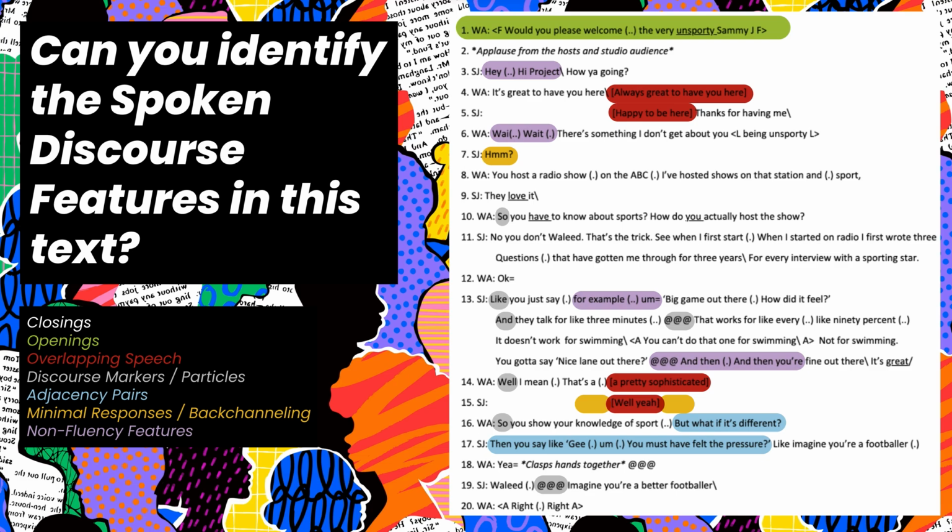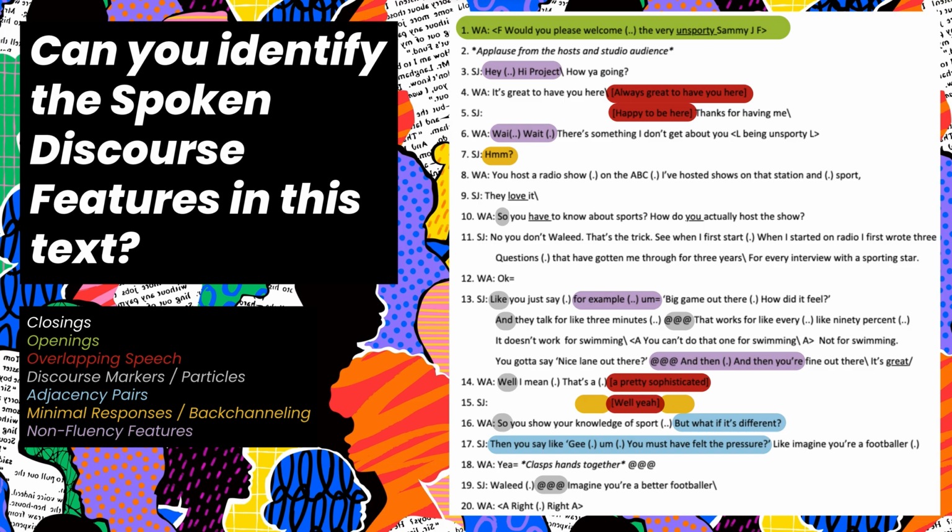Now, we've got a couple of minimal responses in this text in the yellow, but the one I want us to take a moment and have a look at together is on line 15, because line 15 is both overlapping and a minimal response in the "well, yeah." Now here, we could talk about this as a cooperative overlap, because Sammy J is using a minimal response with that phrase, "well, yeah," to signal that he is actively listening, he's agreeing with Waleed Ali, but he's not trying to take the floor here. He's just signaling that agreement and engagement.